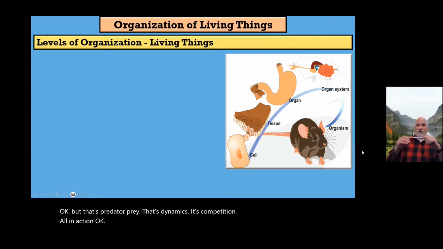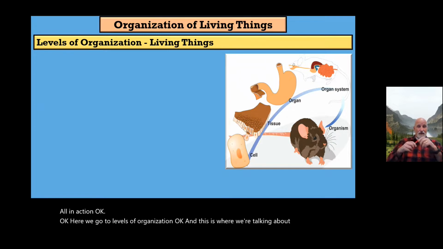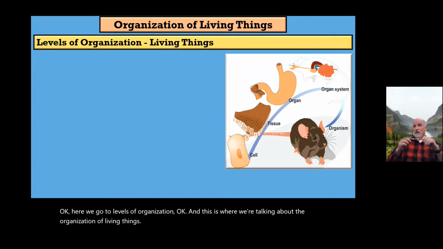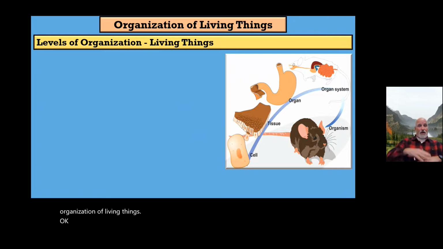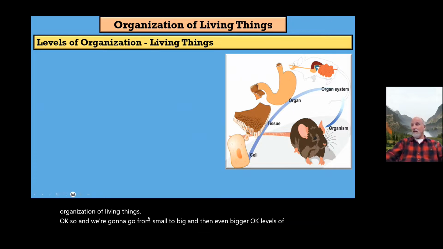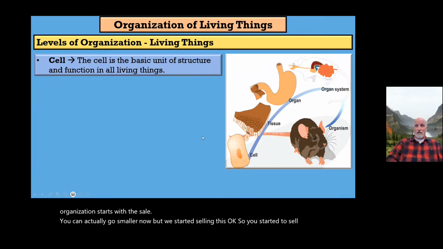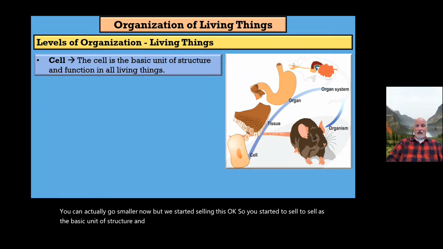Here we go to levels of organization. This is where we're talking about the organization of living things, and we're going to go from small to big and then even bigger. Levels of organization starts with the cell. You can actually go smaller than that, but we start with the cell in this. The cell is the basic unit of structure and function in all living things.